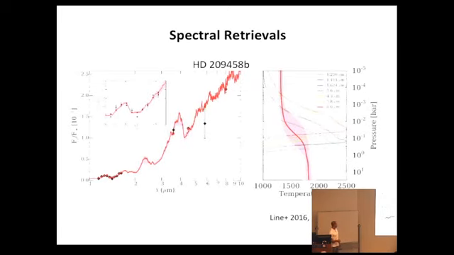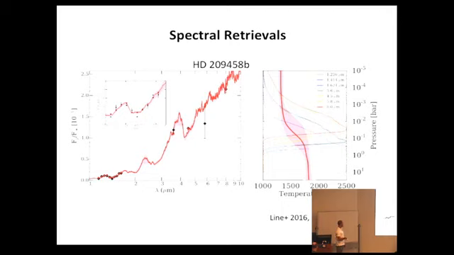Okay, like I said, I'm going to start with a quick discussion of spectral retrievals. I think Jonathan mentioned this on Monday, and I just want to reinforce and emphasize, and maybe say things slightly differently than he said, about how important this concept of spectral retrieval has been. And so I'm showing here a figure that I'll come back to later in the talk.